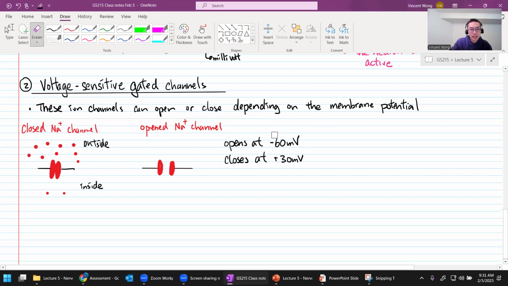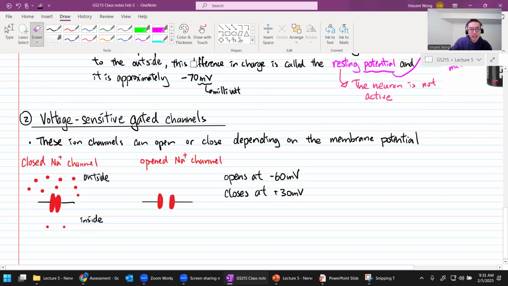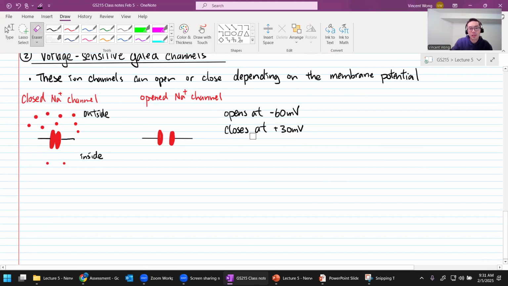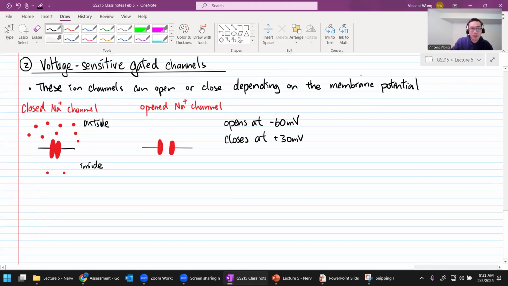So, at resting, it's negative 70. So negative 70, it's lower than negative 60, so it's going to be closed. But when it gets to negative 60, it will open. It will stay open until it gets to 30. Okay, just write these numbers down. If you don't fully understand what the numbers mean, don't worry. It will make sense later on. I just need you to write them down for now.